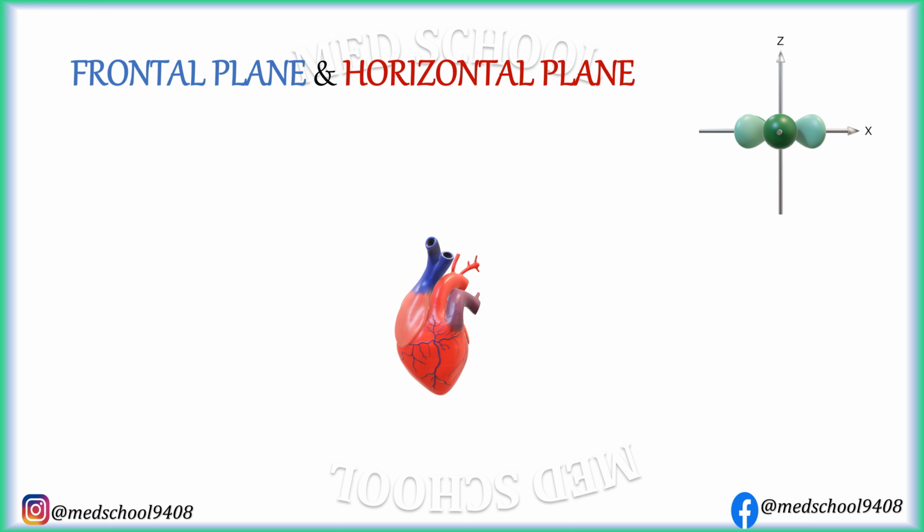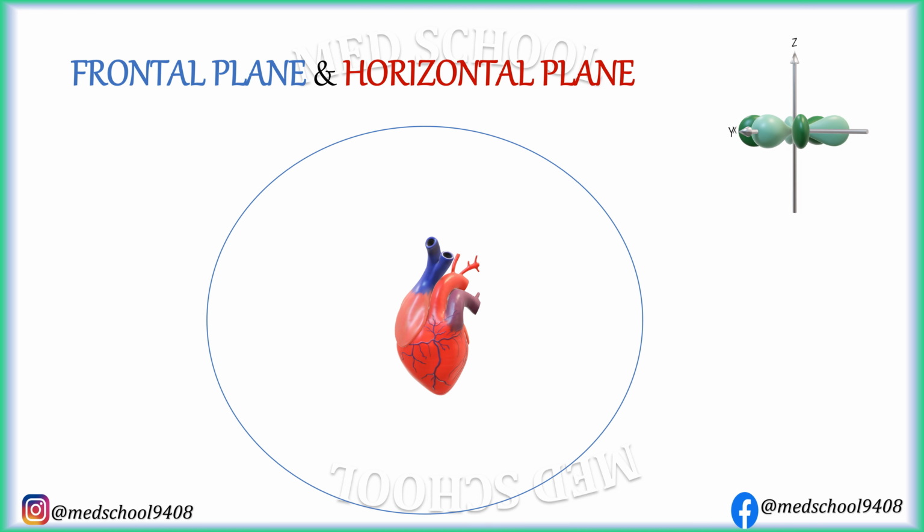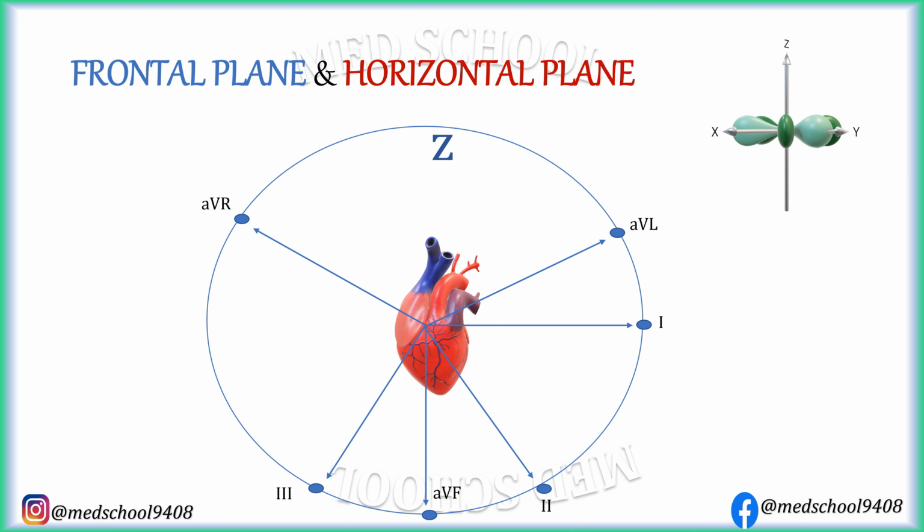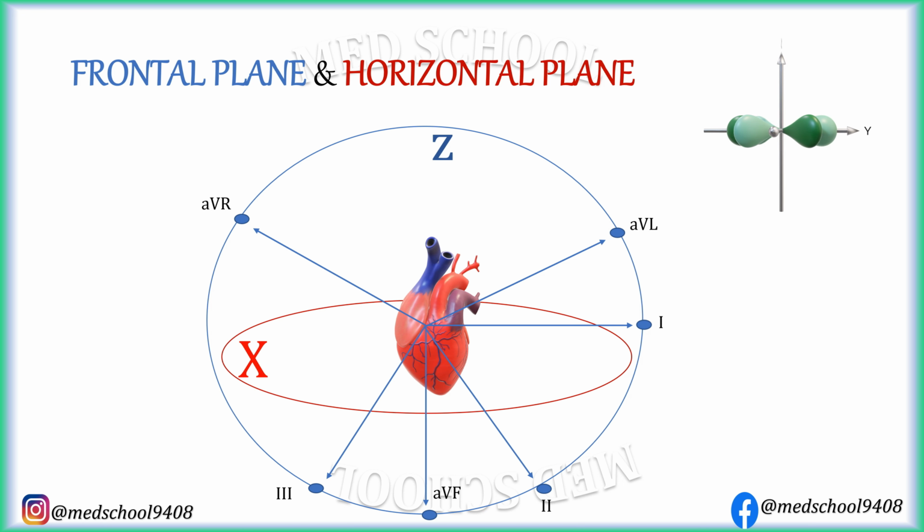Let's understand the position of frontal and horizontal planes with respect to each other with the help of 3D image floating in the corner. If heart is placed at the point of intersection of x, y and z axis, frontal plane will be formed by z and y axis. Horizontal plane will be formed by x and y axis. Axes of precordial leads are arranged in horizontal plane like this.